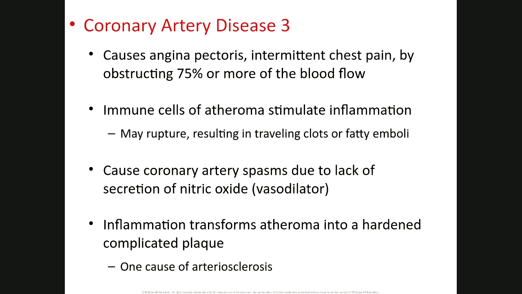Angina pectoris will produce intermittent chest pain. Immune cells of atheroma can stimulate inflammation. Coronary arteries can go into spasm because of the lack of nitric oxide. And inflammation can transform an atheroma into a complicated plaque.